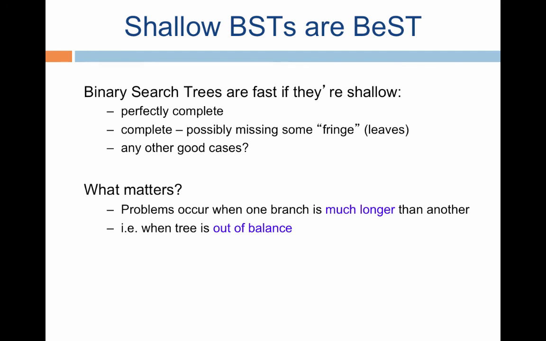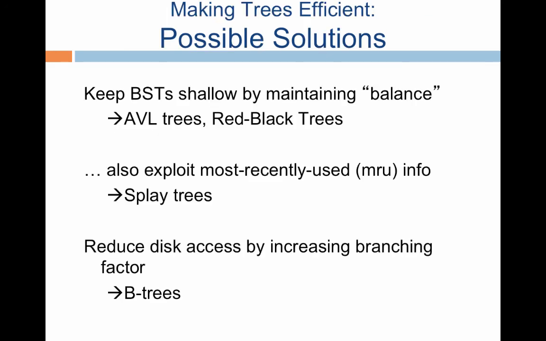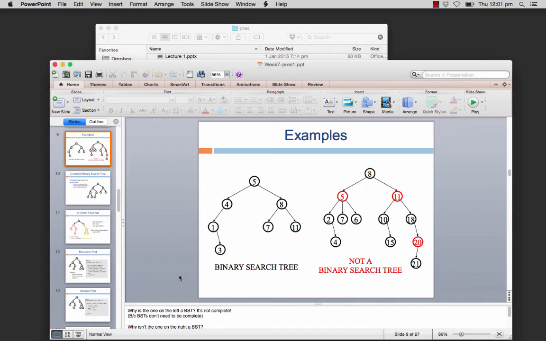So therefore the challenge now is, how does one maintain a shallow binary search tree or a low depth binary search tree? There are multiple algorithms in the literature, in the textbooks. You can use balancing approaches by AVL trees, red-black trees. You can also use splay trees, and then you can also use B trees.